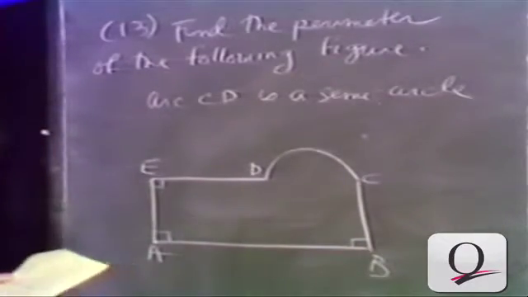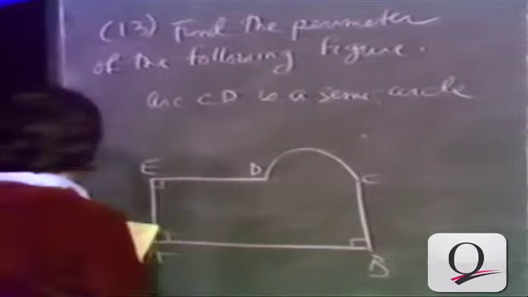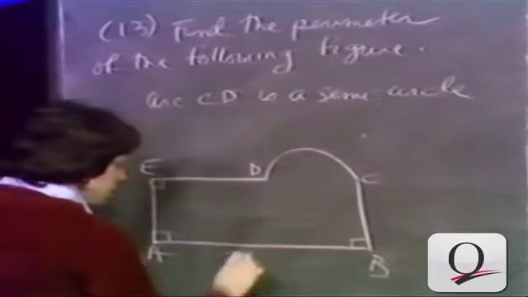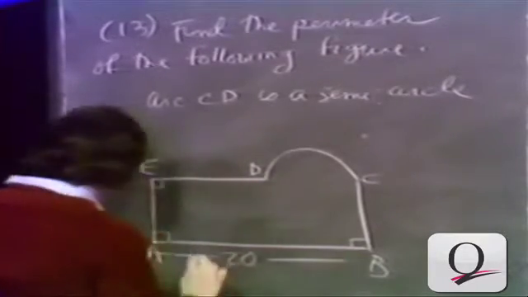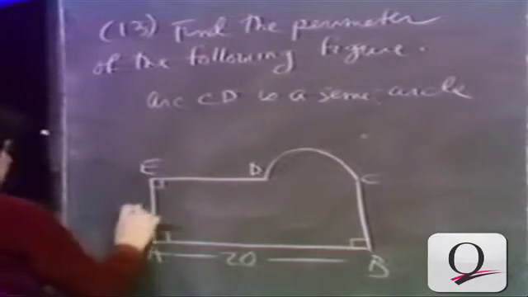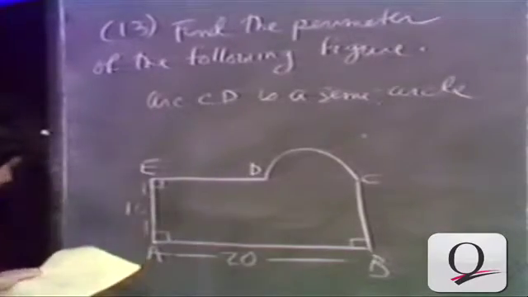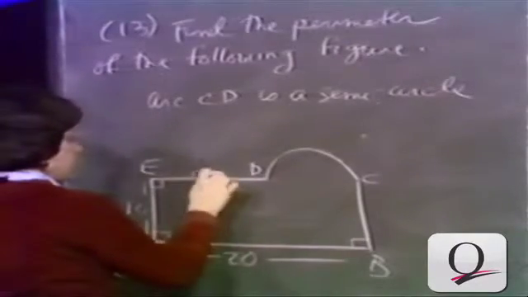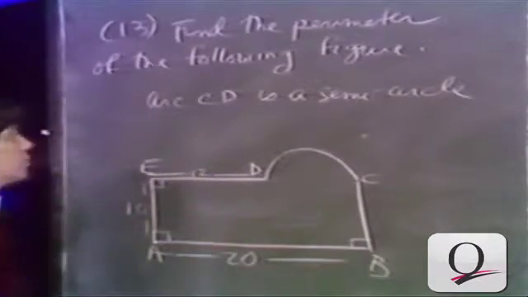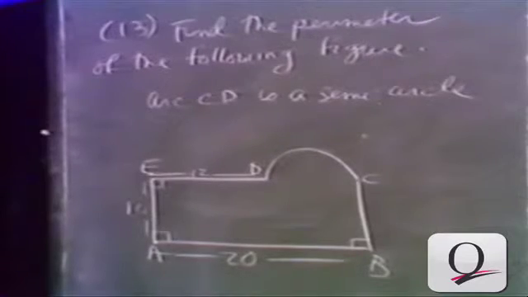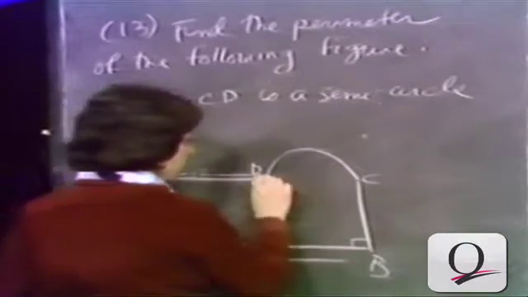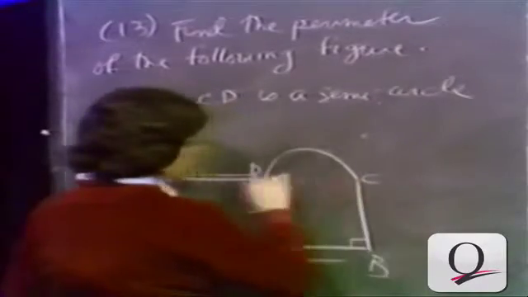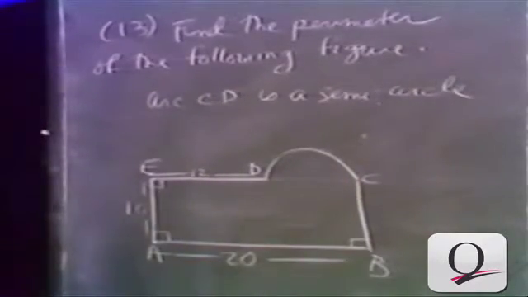CD is a semicircle. We are told that AB has length 20, AE has length 10, and DE has length 12. And we want the perimeter, that is the distance around the entire figure. Okay. CD is the diameter of a circle. This is a semicircle.